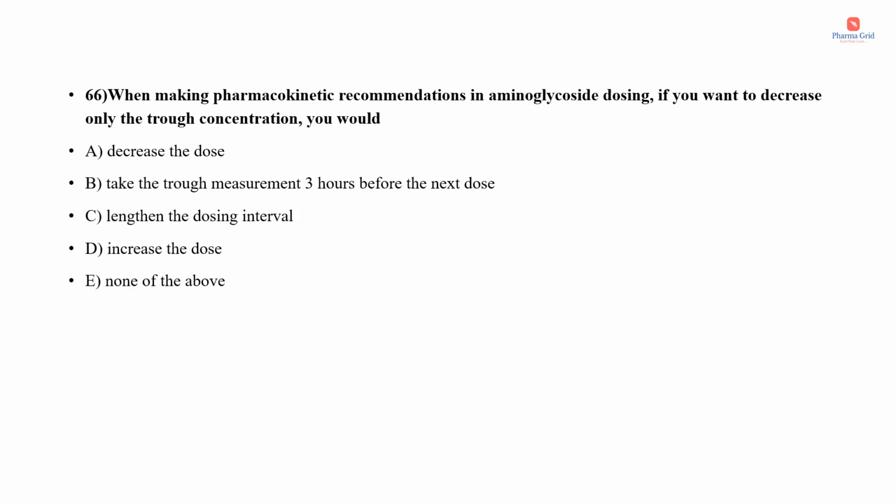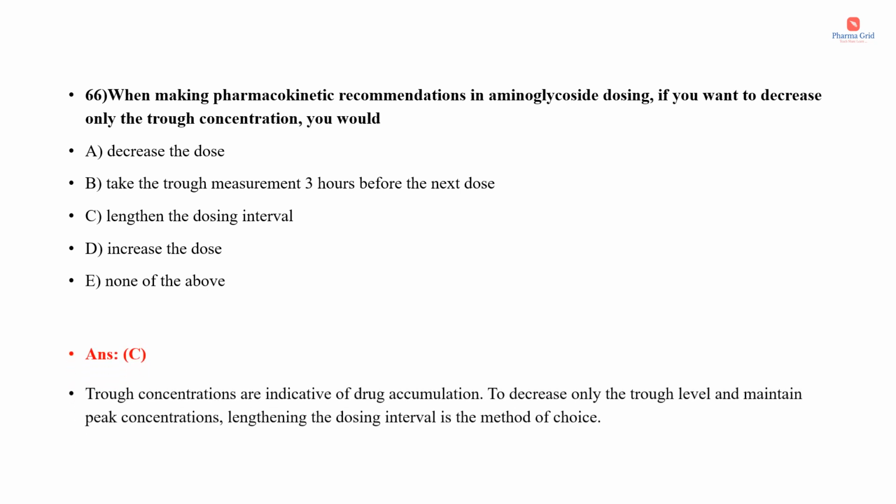Question number 66. When making pharmacokinetic recommendations in aminoglycoside dosing, if you want to decrease only the trough concentration, you would: decrease the dose, take the trough measurement 3 hours before the next dose, lengthen the dosing interval, increase the dose, none of the above. Here the correct answer is option C, that is lengthen the dosing interval. Trough concentrations are indicative of drug accumulation or drug toxicity. So to decrease only the trough level and maintain the peak concentrations, lengthening the dosing interval is the appropriate method of choice.